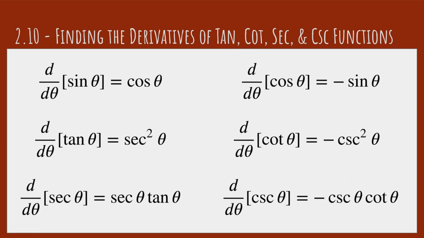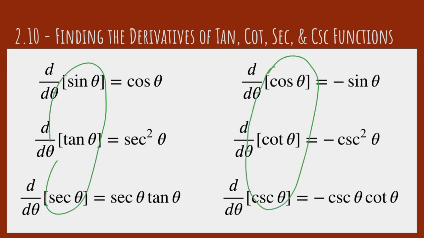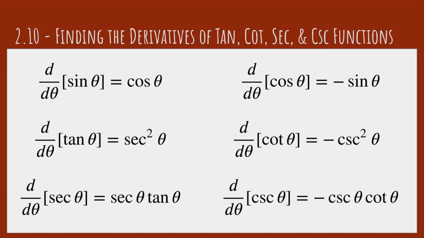I want to point out a couple of patterns here. So on the left side we have sine, tangent, and secant. And on the right side, we have cosine, cotangent, and cosecant. So these are all the cofunctions over here on the right side. And if you look at the derivatives of all the cofunctions, they're all negative. So one thing to keep in mind is if you're taking the derivative of any cofunction, it's going to be negative something.